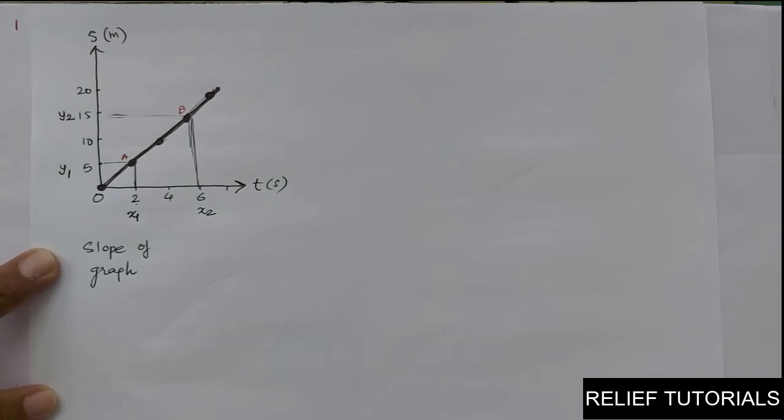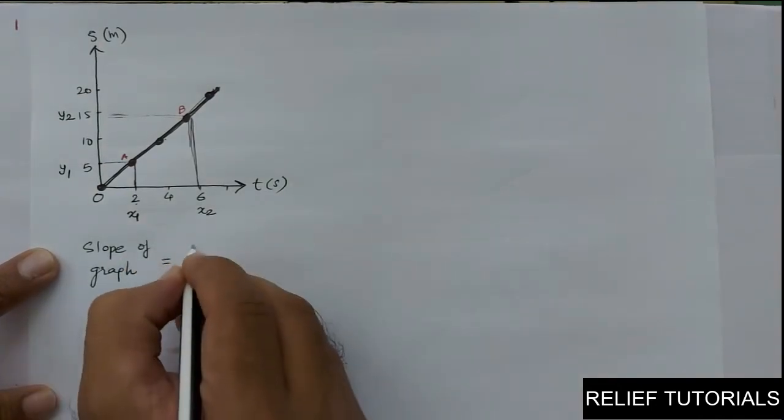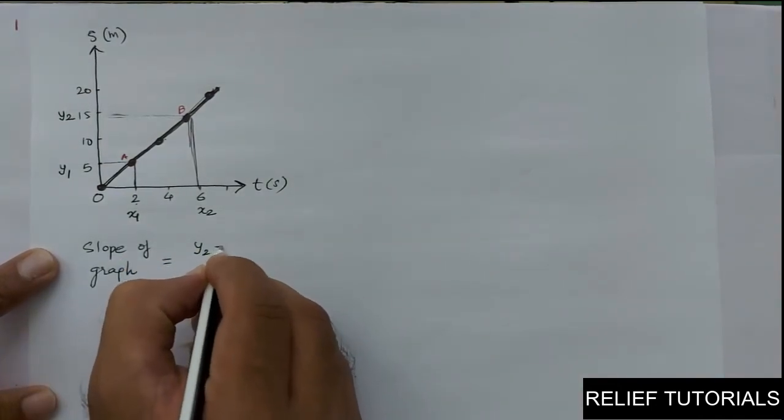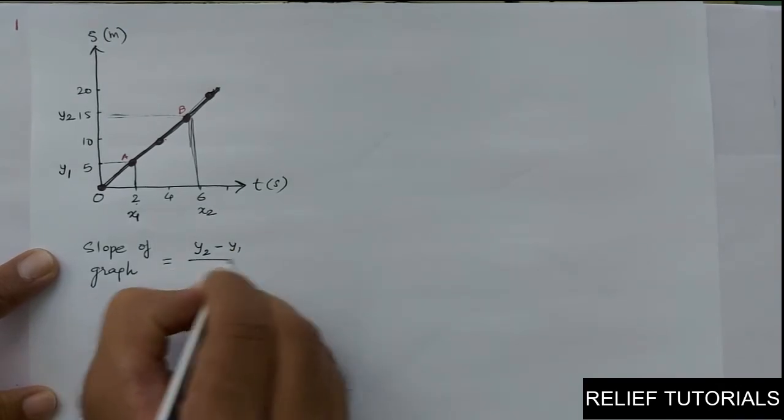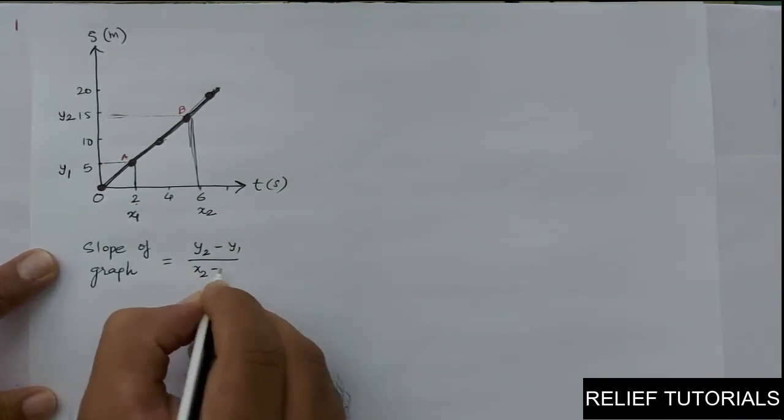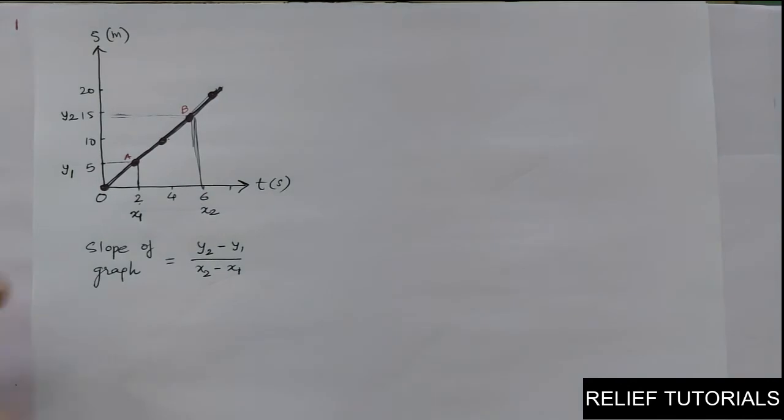So we have a formula: the slope of a graph is equal to y2 minus y1 upon x2 minus x1. This is the formula to find the slope. If you remember this formula, you can find the slope of any graph.